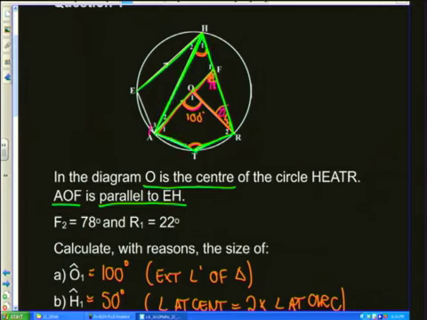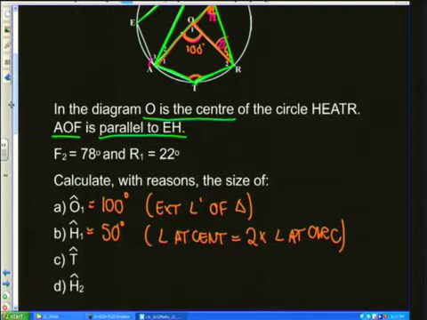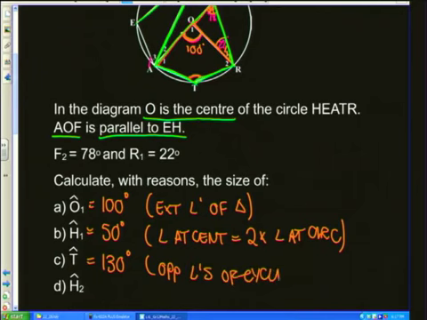And if we know then that this angle over here was 50, we know that the opposite angles of a cyclic quad are supplementary, which means that this angle of angle T is going to have to be 130 degrees because opposite angles of cyclic quad.